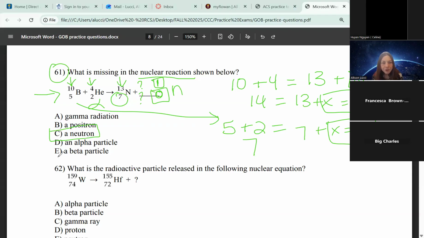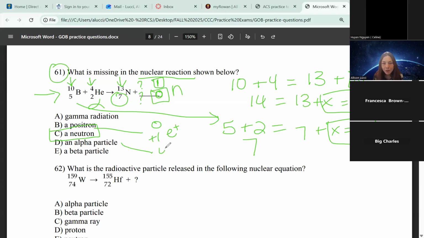All right, so a neutron has mass but no charge. A positron has a +1 charge but no mass. This is commonly abbreviated as a positive electron, this positron. So again, it's the same mass as an electron, but an opposite charge.